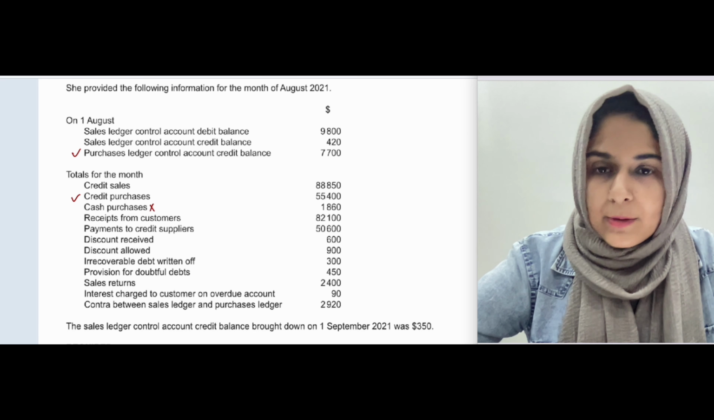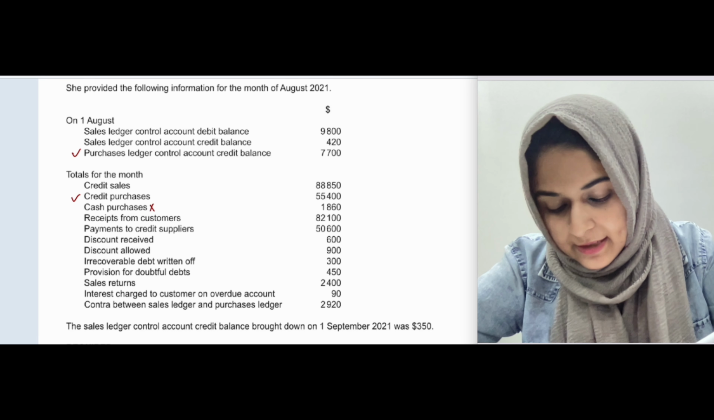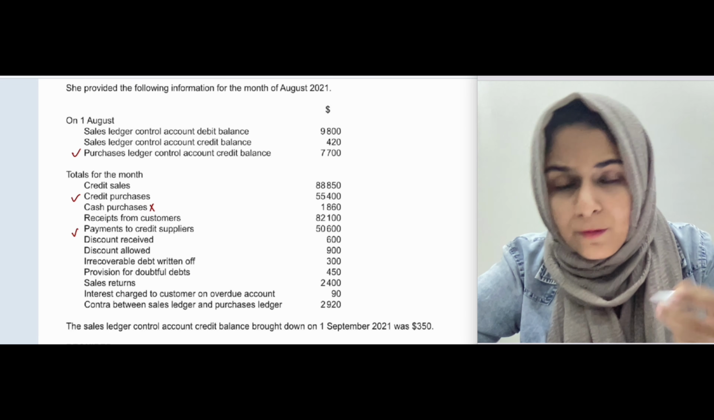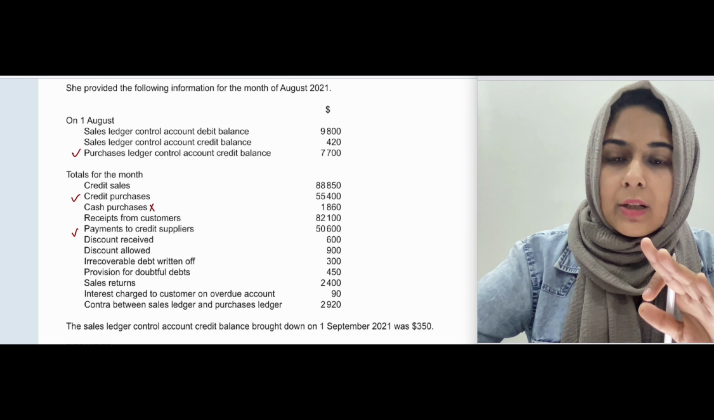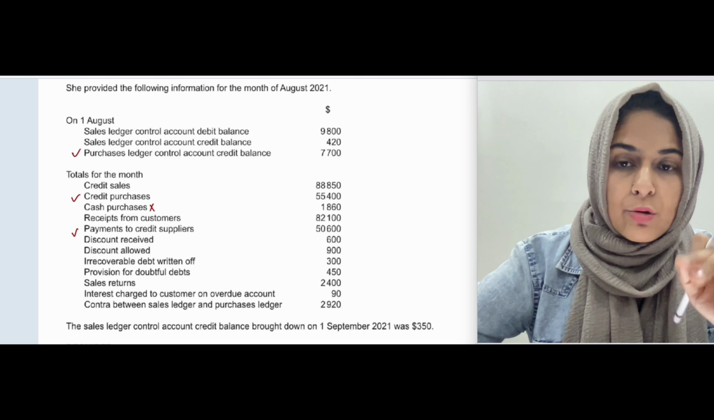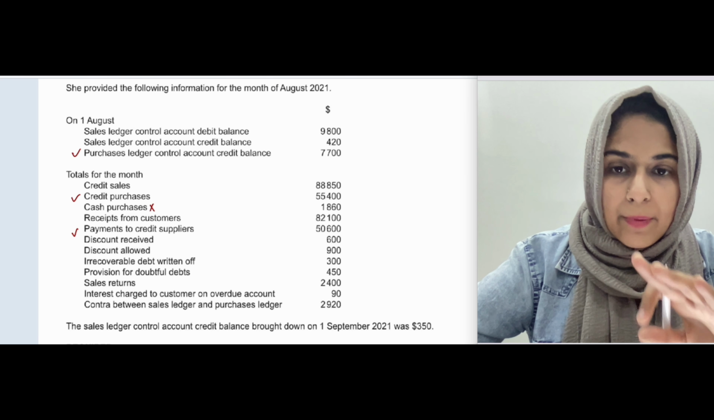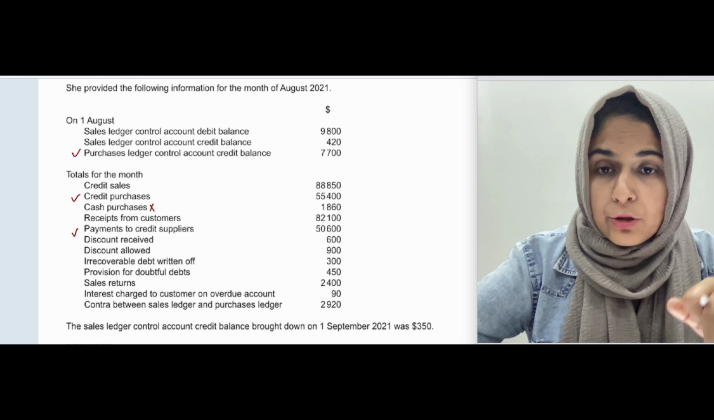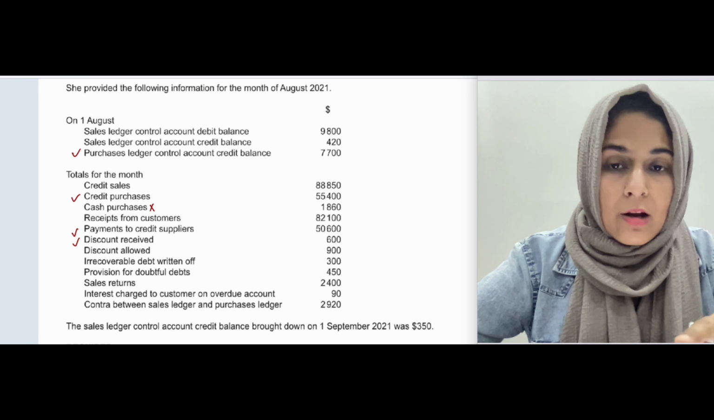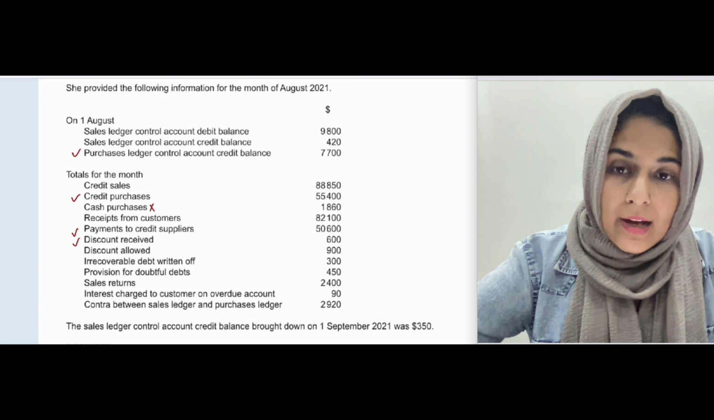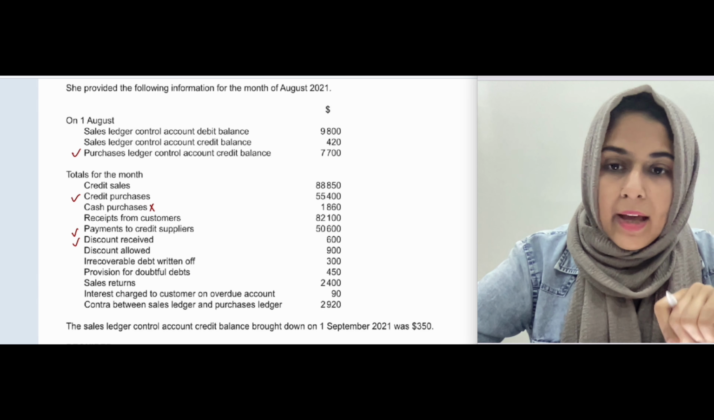देन रिसीट्स फ्रॉम कस्टमर्स हम उसमें ले चुके हैं सेल्स लेजर कंट्रोल अकाउंट में. पेमेंट्स टू क्रेडिट सप्लायर्स, ऑफ कोर्स हम अपने जिनसे हम खरीदेंगे उनको हम पे भी करेंगे. तो दिस इज गोइंग टू गो इन द payments to credit suppliers will go to the purchase ledger control account. Then discount received, when you pay your suppliers and when they give you a discount because you're paying on time, that is discount received, तो वो भी आएगा यहाँ पे.